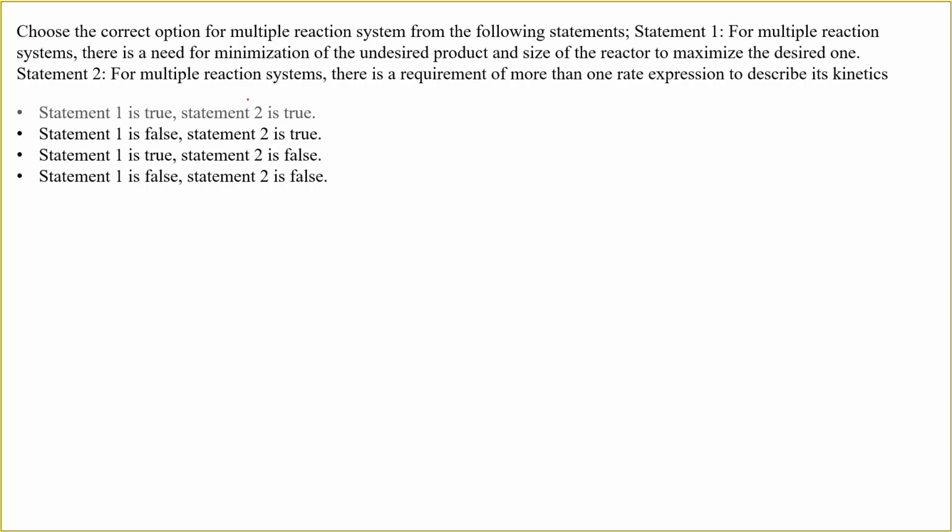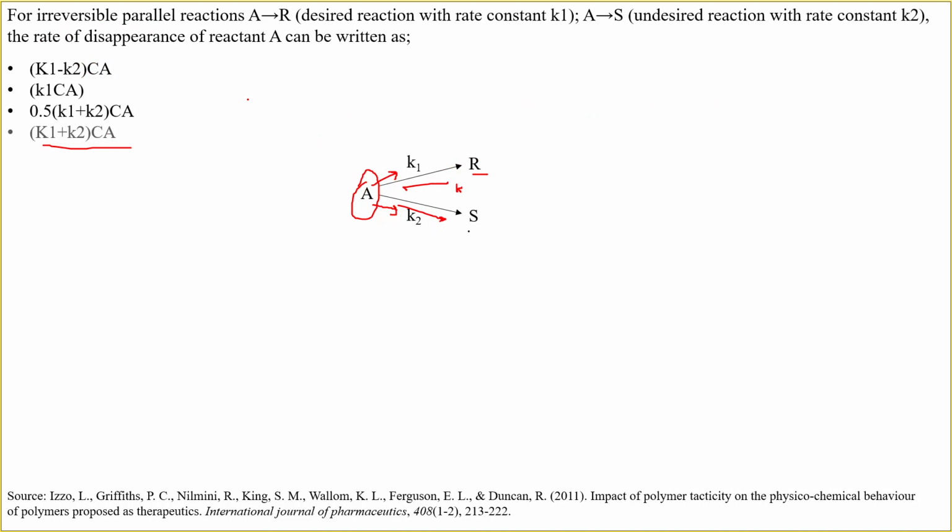Next, we have statement 2. For multiple reaction systems, there is a requirement of more than one rate expression to describe its kinetics. So we have multiple reaction systems acting together, and there is a requirement for more than one rate expression to describe its kinetics. Again, let's go back to this example. You can see right here that we have A giving R and S, then we have K1 and K2 here.